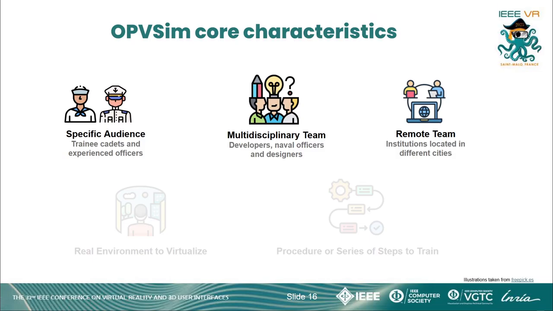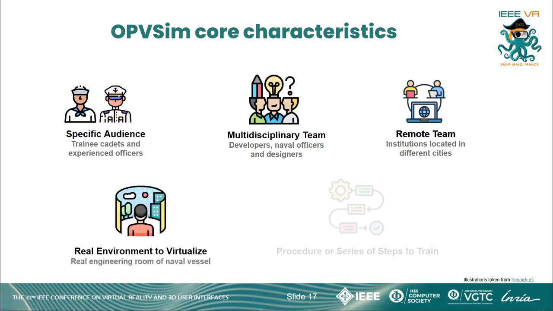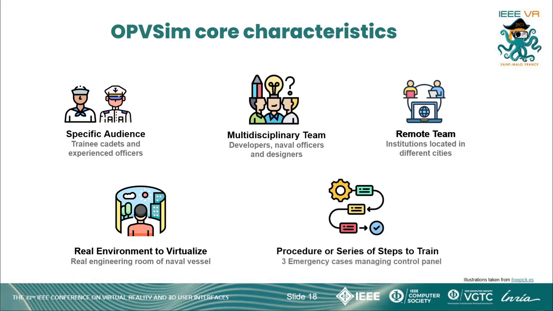Therefore, requirements had to be gathered remotely, including defining the simulation steps and specifying the virtual environment. The simulator environment would result in virtualizing the engineering room of a naval vessel in our fleet. The VR simulator aimed to provide guided training for three cases of emergency, which involve steps for managing a control panel and decision making with the crew.